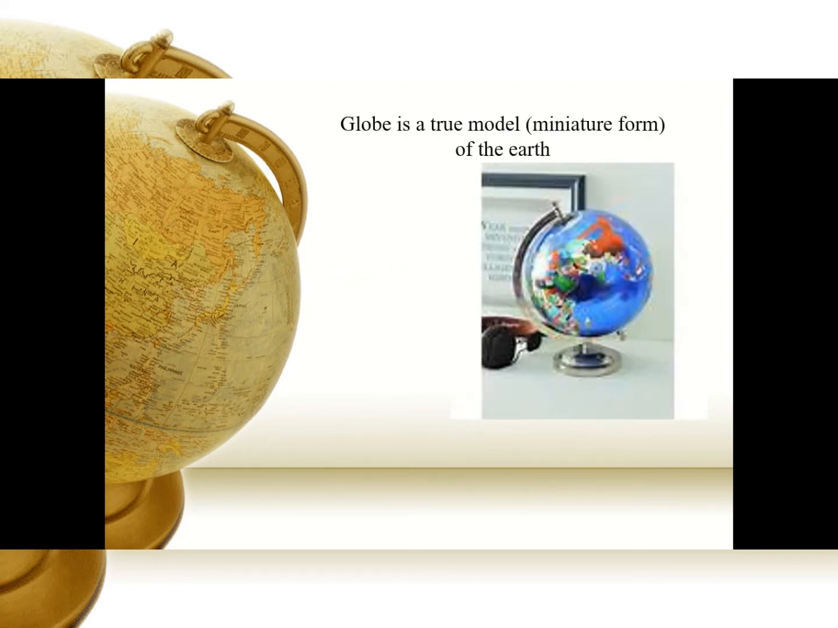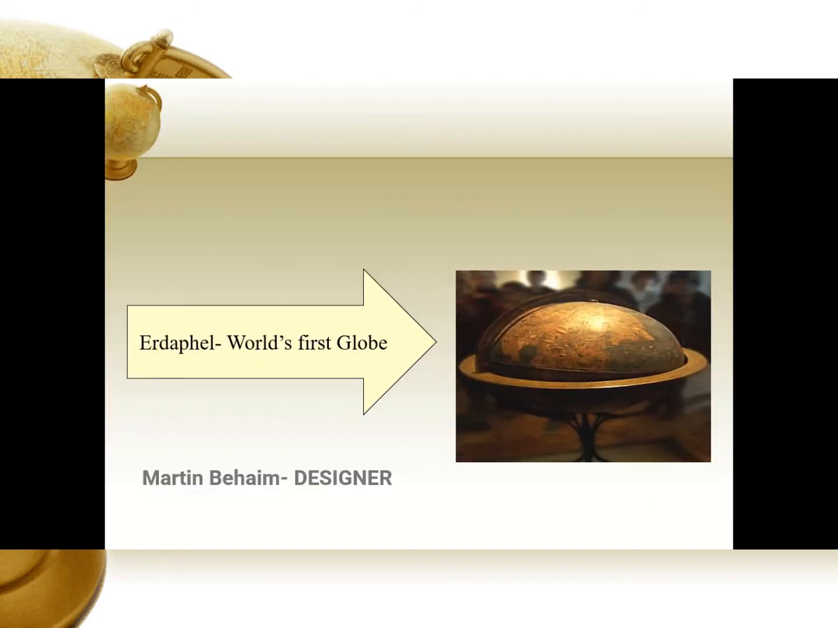Let us begin. We all know that a globe is a true model or a miniature form of the Earth. The first globe, Erdapfel, was invented by Martin Behaim. He designed the first globe and helped us find out the shape of the Earth, how it looks, its position, its place, the continents and oceans, everything.